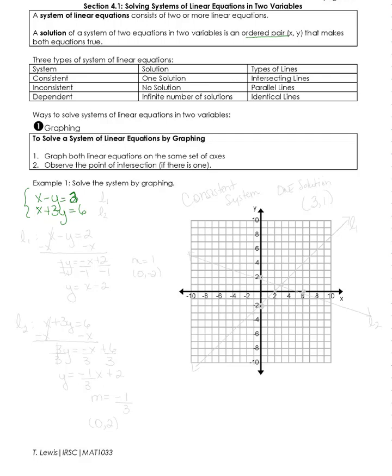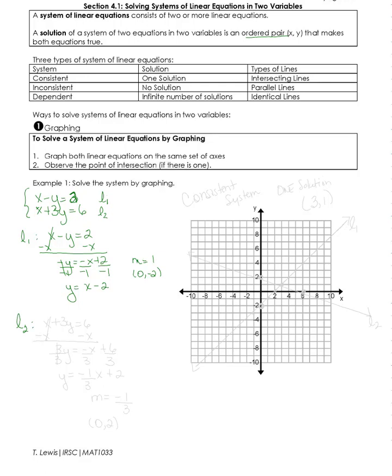Before we graph, let's label each line. We're going to label the first equation and call it L sub 1, line 1. Let's convert x minus y equals 2 into slope-intercept form. We're going to subtract x from both sides. We have negative y is equal to negative x plus 2. Then we're going to divide by negative 1, and we have y is equal to x minus 2. Therefore, we have a slope of 1, and a y-intercept at (0, -2).